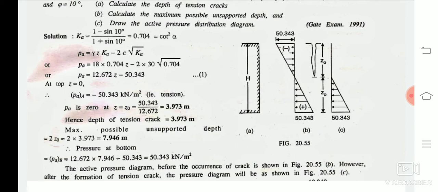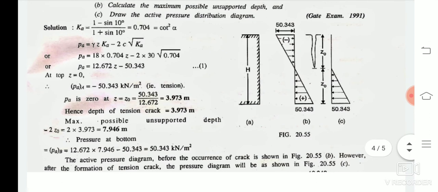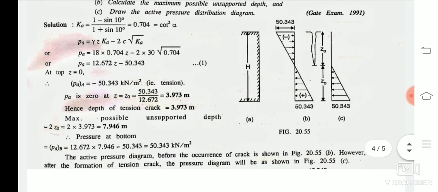So where will the pressure intensity become 0? Pa will be 0 at Z equals 50.343 divided by 12.672, that is 3.973 meter. Hence the depth of the tension crack, where the active earth pressure intensity is 0, is 3.973 meter. So what will be the maximum possible depth of the unsupported vertical cut? Twice the tension crack depth, that is 2 into 3.973, which is 7.946 meter, the maximum possible unsupported depth of the vertical cut.